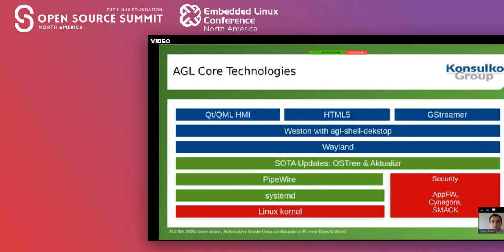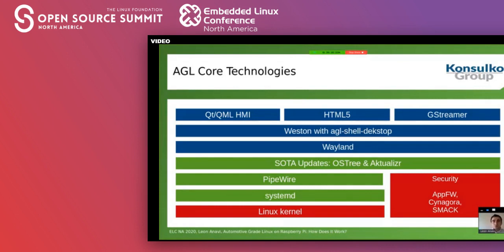Another specific thing about AGL is the graphical user stack, which is based on Wayland with Weston as a compositor. And something new that is going on right now, AGL is switching from the IVI shell for Weston to AGL shell desktop. This is something that is in development. I'm really excited about it. You can check some of the newer images of AGL and see how this is going on.